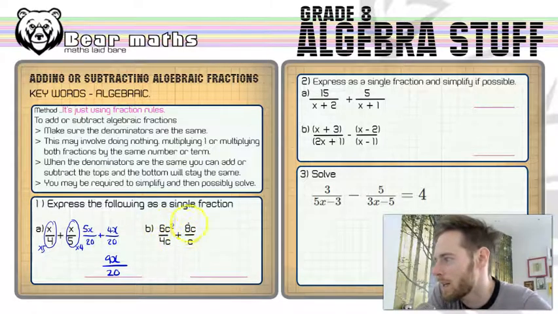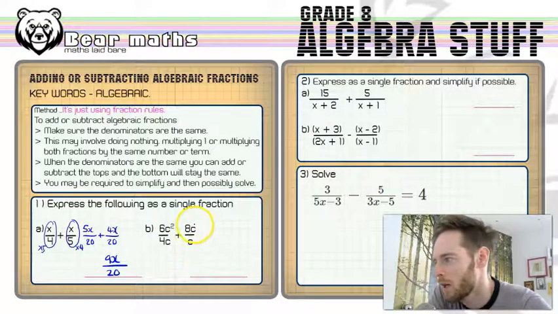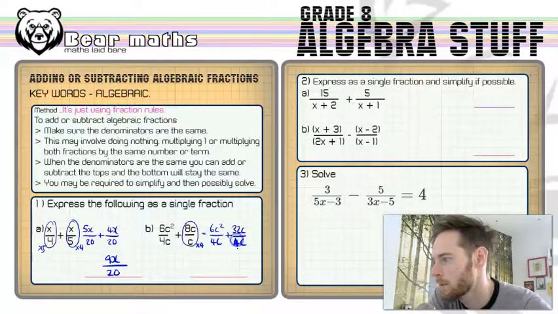Now in B, we could cancel some things to start off with because everything's got a c in it, but we'll just leave it until the end. We'll see what we end up with. Just noticing that if we multiplied that second fraction by 4, then we'd get a common denominator, wouldn't we? So that means that we could write it as 6c squared over 4c plus 32c over 4c. Okay, just made the bottom number the same now. So I'm just going to go down here and show you that we can have that as our common denominator there.